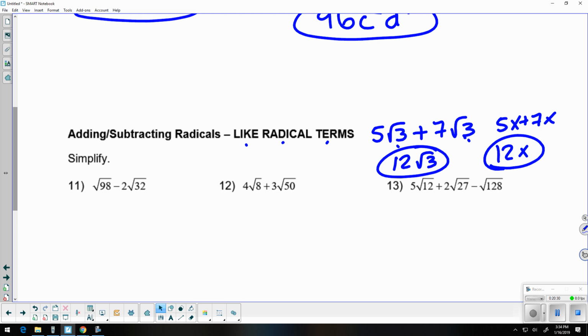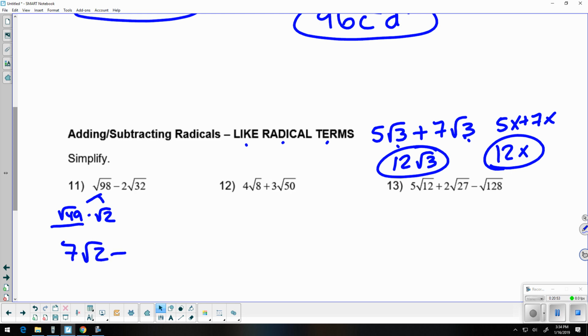Okay? So for 11, we've got to make these into like radical terms is what we're trying to do. So we need to simplify each radical. Let's see, 98 as an example. I'm going to break this up. I'm just going to do 49 times 2. 49 times 2 is 98, because that's the quick and easy way to simplify it, because I know the square root of 49 is just 7. So that's 7 square root 2.